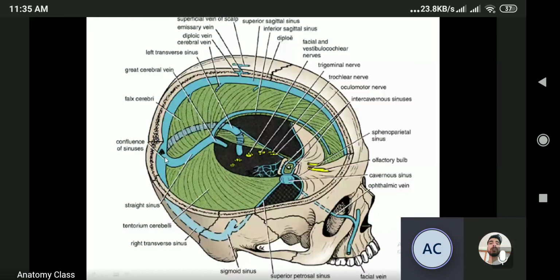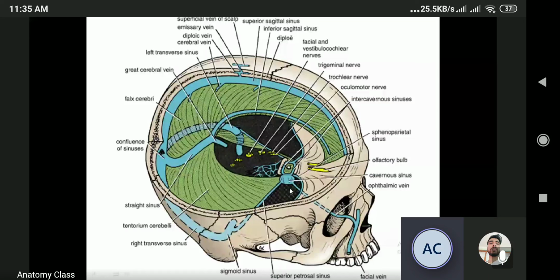Talking about the paired sinuses, we started with the transverse sinus. Okay, the transverse sinus becomes continuous into the sigmoid sinus. Then the cavernous sinus on either side of the body of the sphenoid. The cavernous sinus drains into the transverse sinus through the superior petrosal sinus, while into the internal jugular vein through the inferior petrosal sinus, which are also paired sinuses. Okay, the sphenoparietal sinus. This one is the sphenoparietal sinus, which is present underneath the lesser wing of the sphenoid bone.